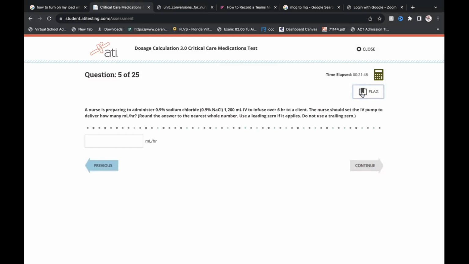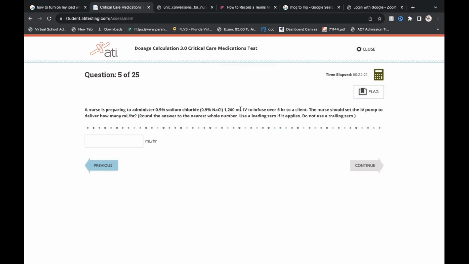All right. A nurse is preparing to administer 0.9% sodium chloride, 1,200 milliliter IV to infuse over 6 hours to a client. The nurse should set the IV pump to deliver how many milliliters per hour, rounded to the nearest whole number. So we're going to need to find milliliter per hour. That's how our answer should be found.